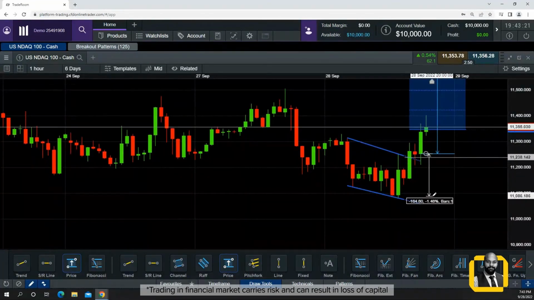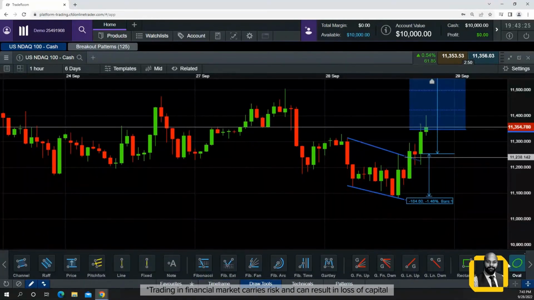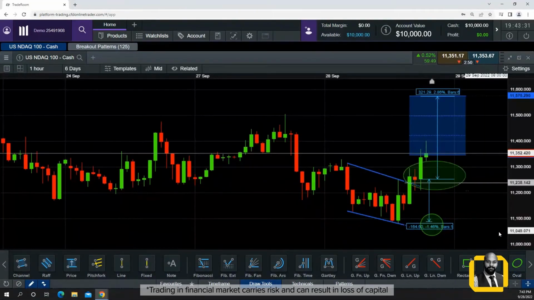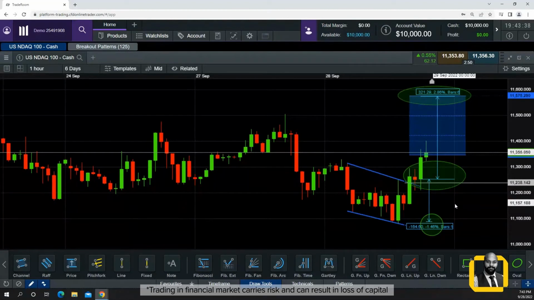So 1.5% is roughly the back low at this point. This is where you would keep your stop loss, this is where you would enter your trade, and this is where you keep your take profit. Now your risk reward becomes good because you're risking 1.5% to make 3%. So your risk reward is 1 is to 2.